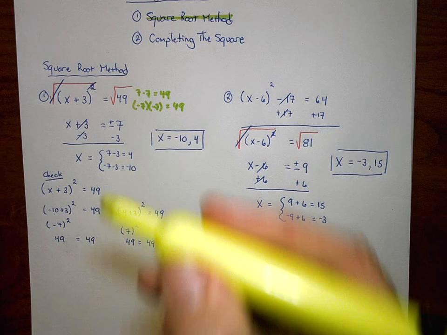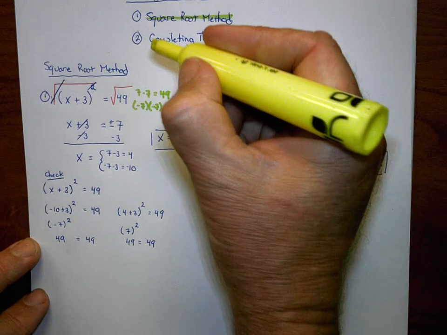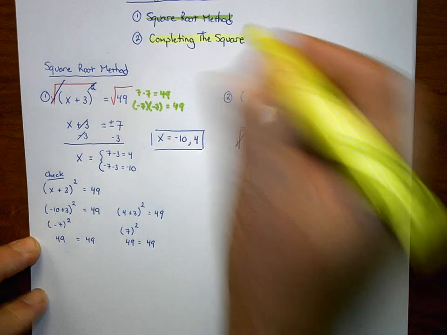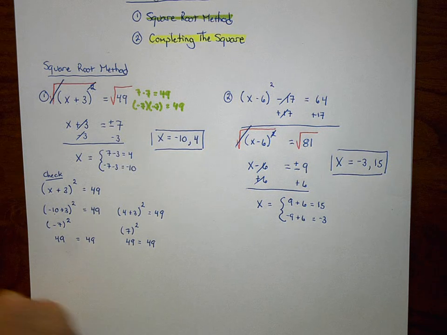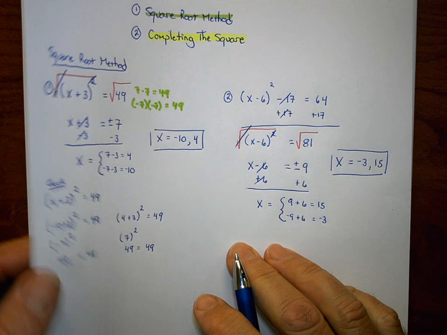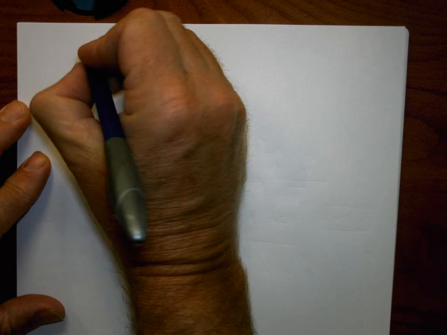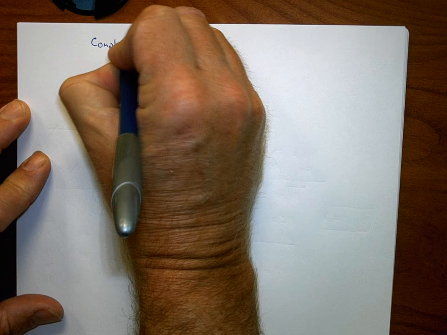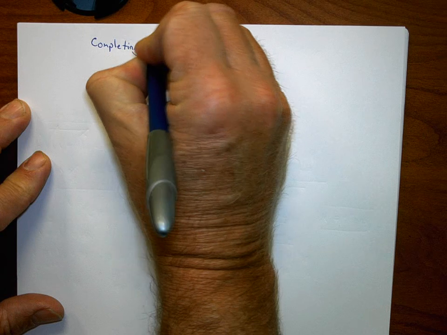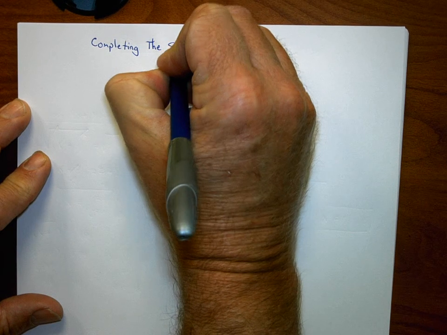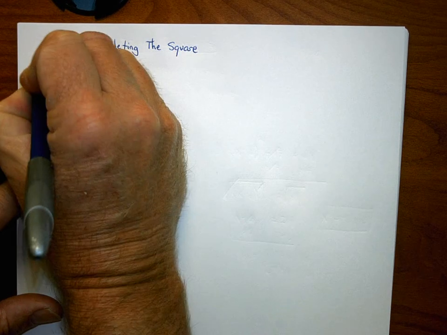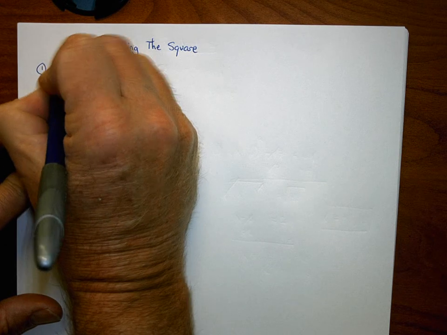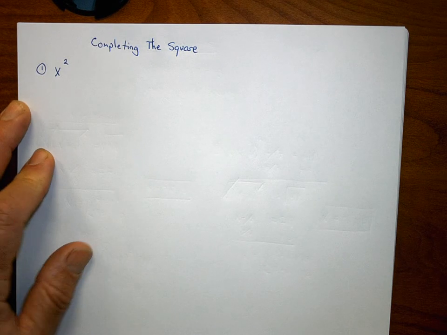Okay, so now let's go on to our second way to solve quadratics, and this would be when we do a method called completing the square. Okay, so completing the square. Now, you will notice that when I show you a completing the square equation, or an equation where we're going to use completing the square, the equation looks very different than the one when we're using the square root method.